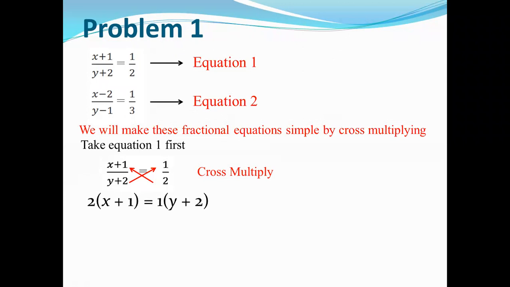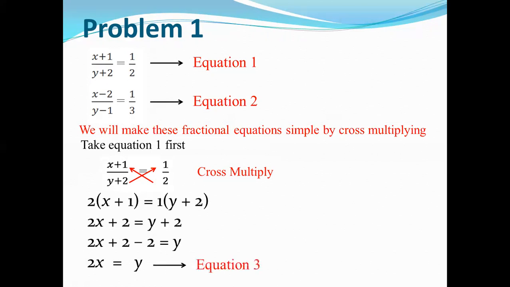After multiplication, we will have 2x+2 = y+2. We simplify the equation further: 2x+2-2 = y. After simplifying it further, we have the result 2x = y. Now you can see there is no fraction in this equation. We call it equation number 3. Now take the second equation.